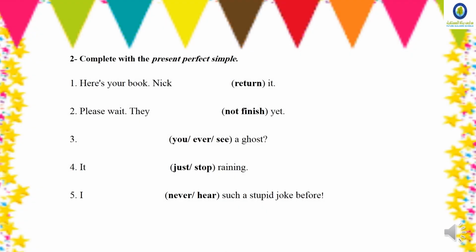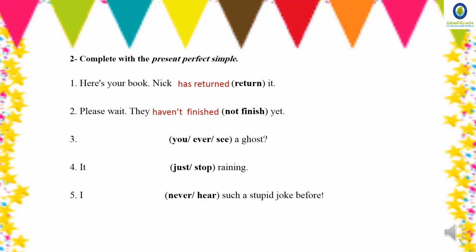Now this exercise is asking you to complete with the present perfect simple, so you should put has or have with verb 3 for affirmative للإثبات، للنفي hasn't or haven't with verb 3, for a question you start with have or has, then subject, then verb 3. Number 1, here's your book, Nick return. Now Nick is singular so we add has, return verb 3 بتصير has returned. Please wait, they not finish yet, and we have negative with yet so they have not, haven't finished.